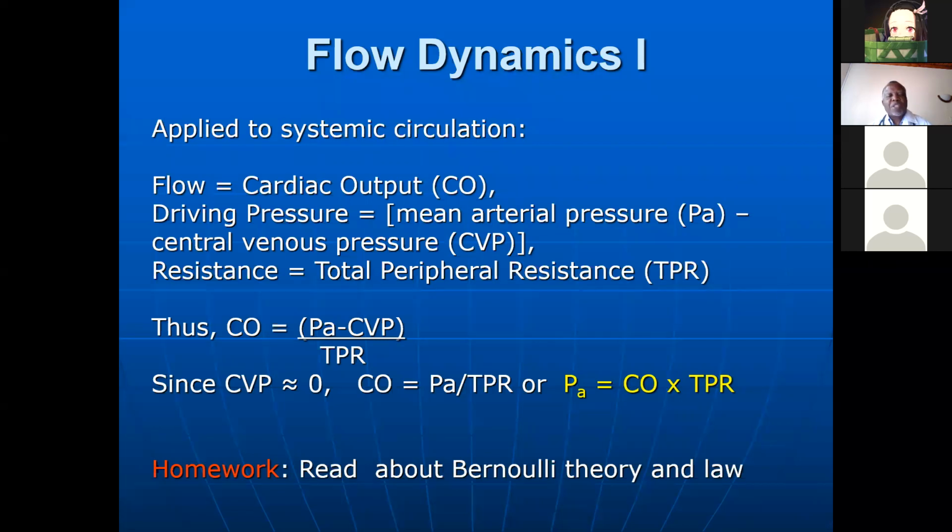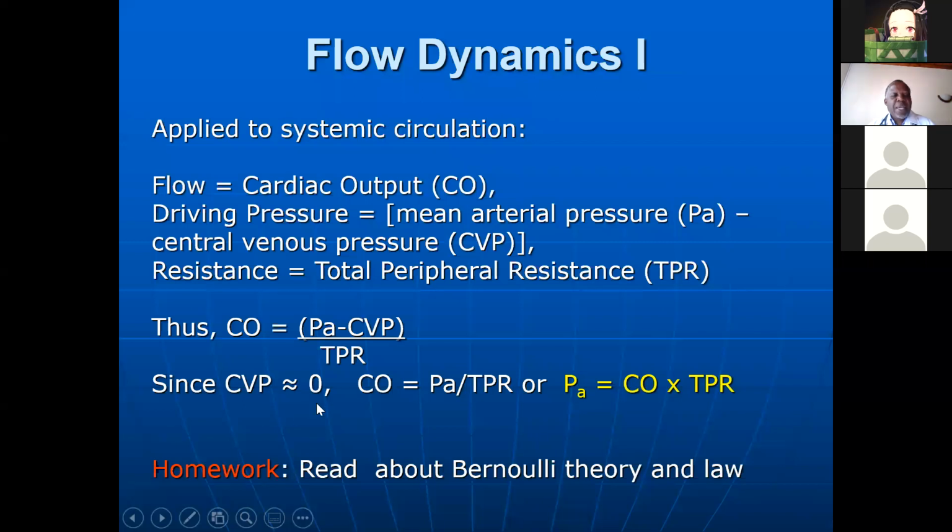And therefore, based on the formula that we talked about earlier, F will be CO, which is cardiac output, equal to P1 minus P2, in which case P1 is going to be MAP minus CVP, and we divide that by TPR, which is the total peripheral resistance. May I quickly then give you some values to remember.